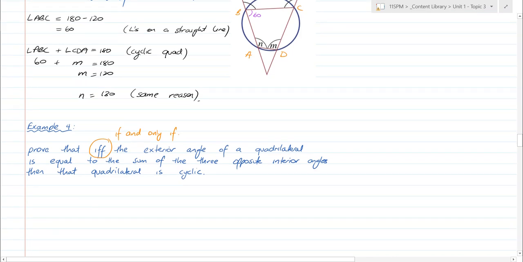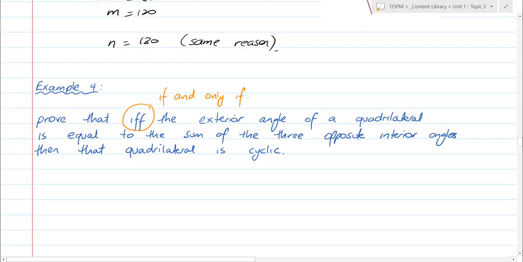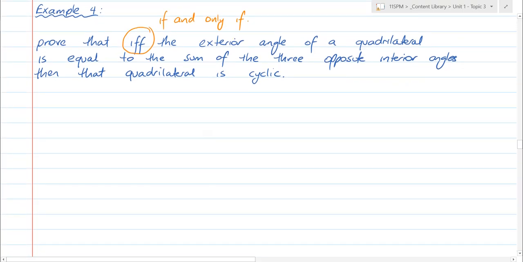Example 4, prove that if and only if the exterior angle of a quadrilateral is equal to the sum of the 3 opposite interior angles, then the quadrilateral is cyclic. So I'm going to draw a diagram for this one now. Let's say we have 4 points that make a random quadrilateral there.